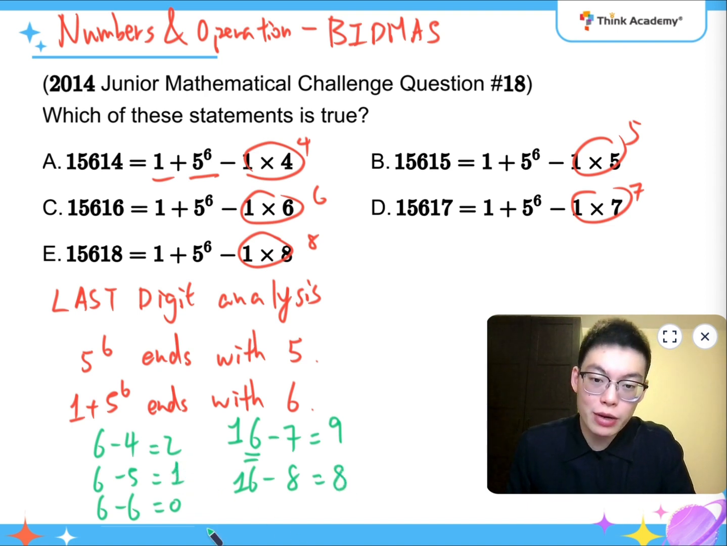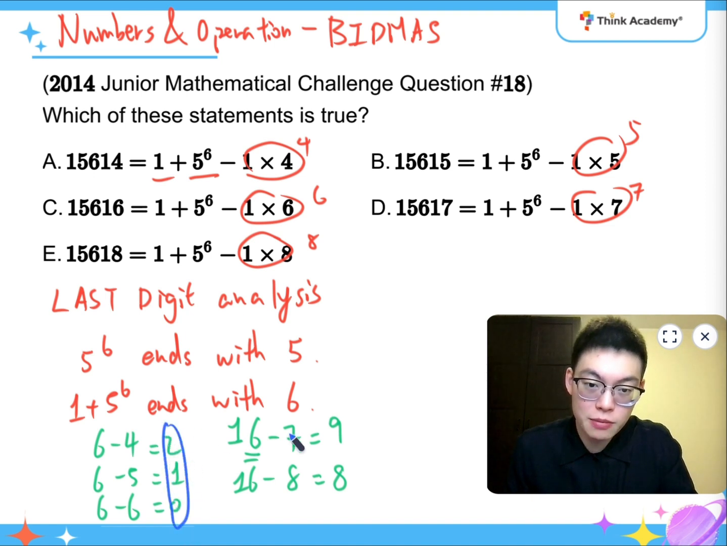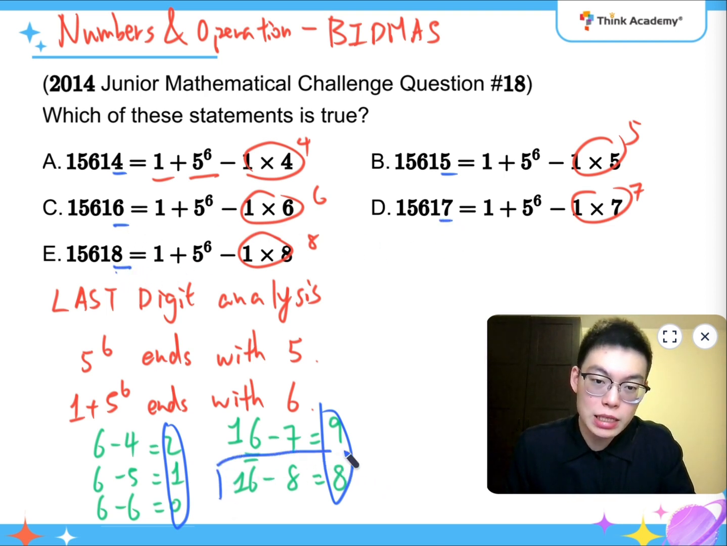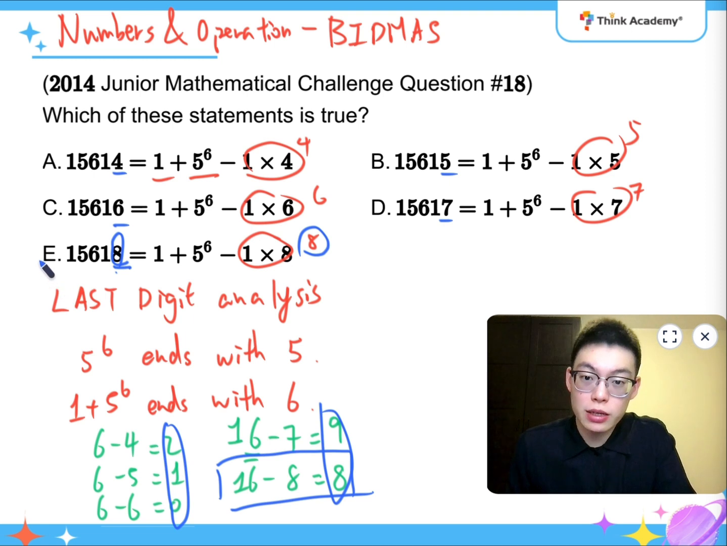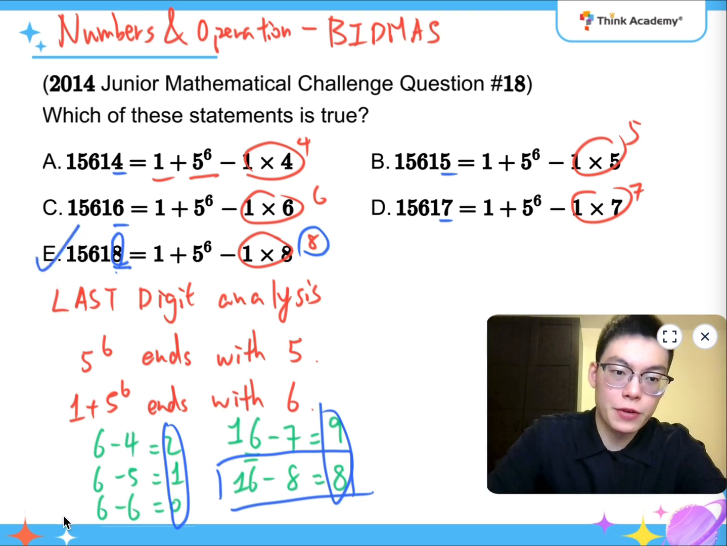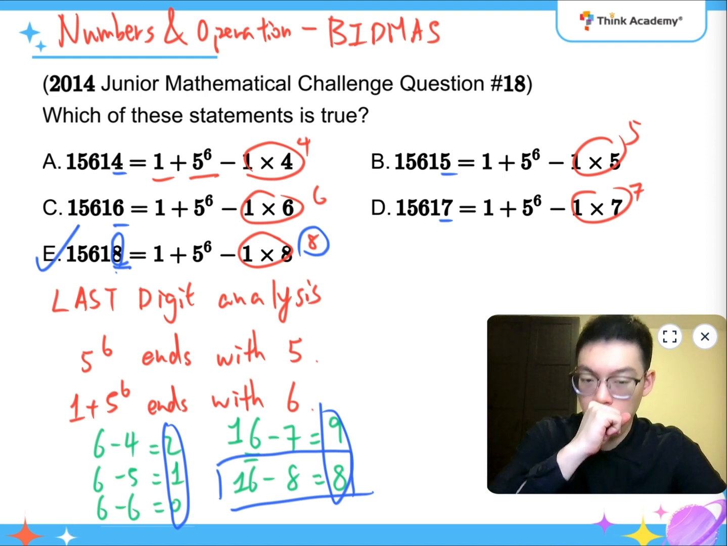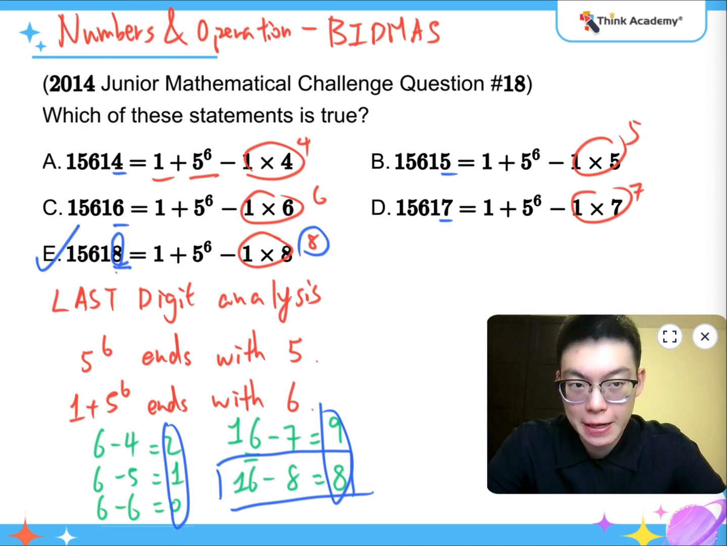Then we are comparing these 2, 1, 0, 9, and 8 with these last digits of the answer. And you can see that only 8 is going to match up. 16 take away 8 ends with 8. So the answer is going to be E, if you just look at the last digit of it. Okay, so that's how you can find the answer.